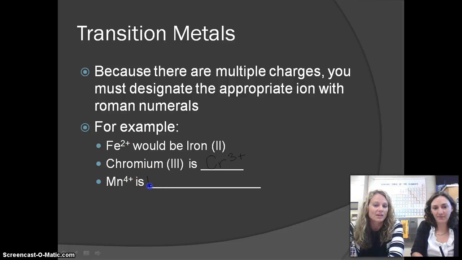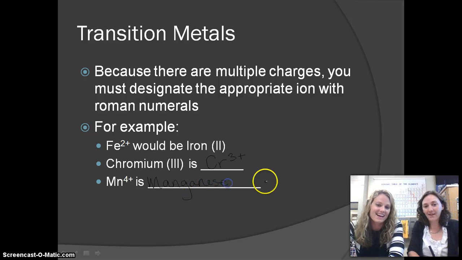Oh, why did I pick this one? I don't know, but you're going to have to spell it. Manganese. I was hoping you would. Manganese, right? Yeah.